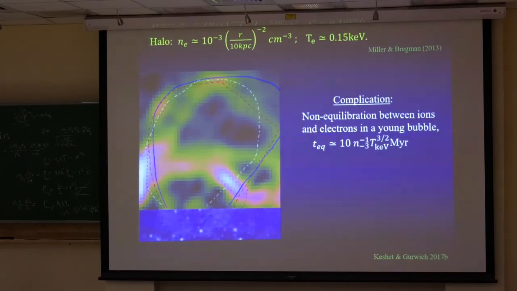There could be a large discrepancy. So whenever we model such a young system, in which the age of the system is less than the equilibrium time between electrons and ions, we should bear in mind that we're actually not seeing the energy. We're seeing just the electrons, the cherry on the pie.